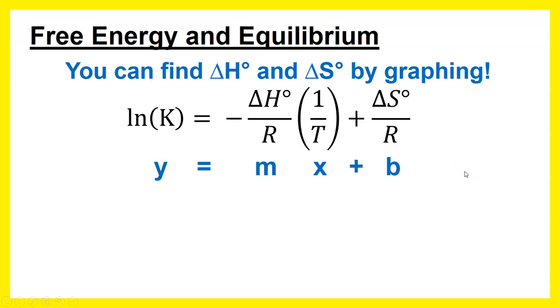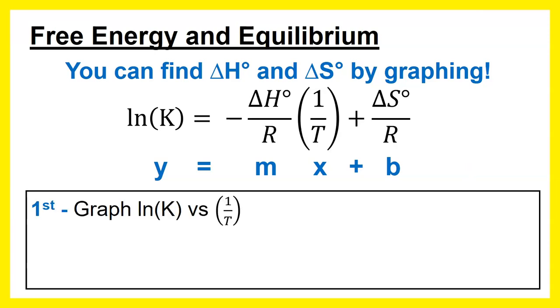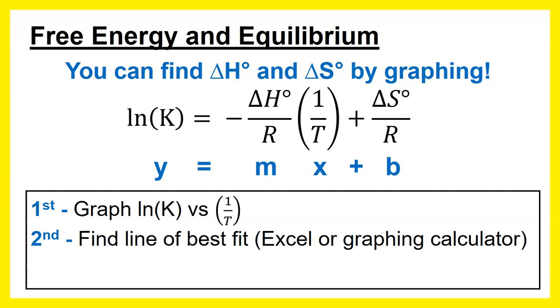So what you do is you end up graphing the natural logarithm of your equilibrium constant versus 1 over the temperatures. Because remember, your equilibrium constant changes based on the temperature that you're at. Each temperature has its own K value. So if I can get the K values for lots of different temperatures, I can graph those. And I'm going to get a linear graph. I use Excel or a graphing calculator. Doesn't matter which one. And you can find the line of best fit.